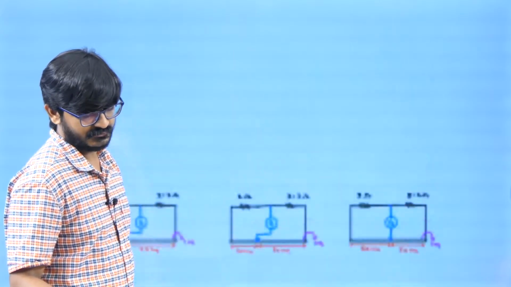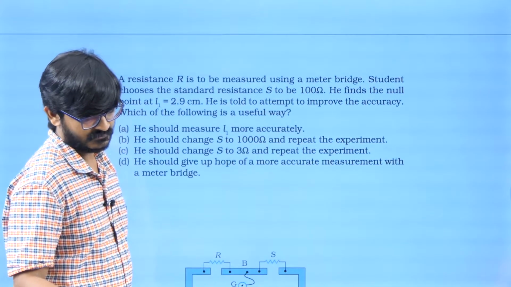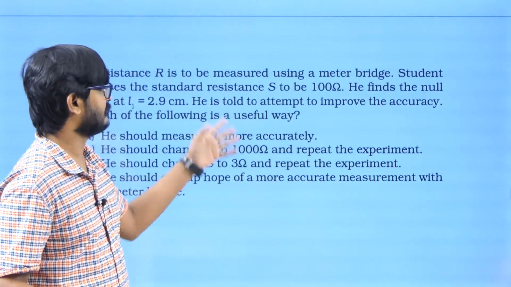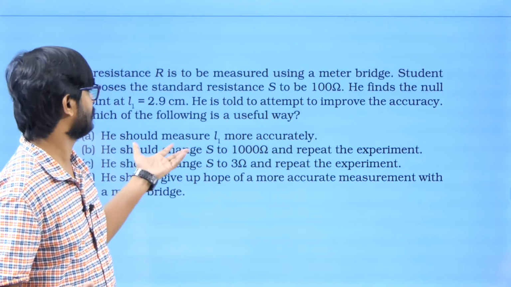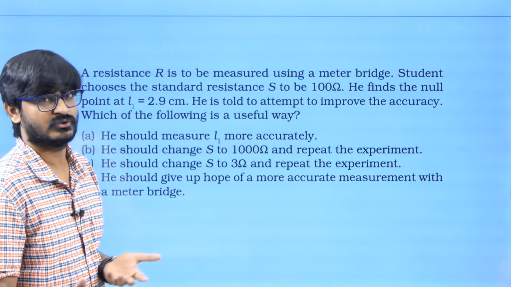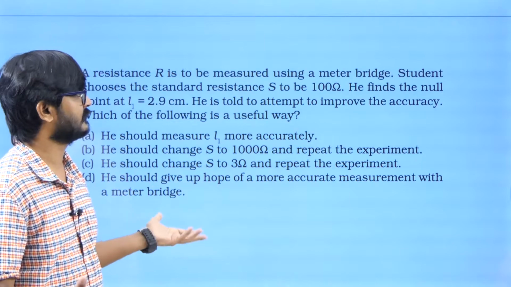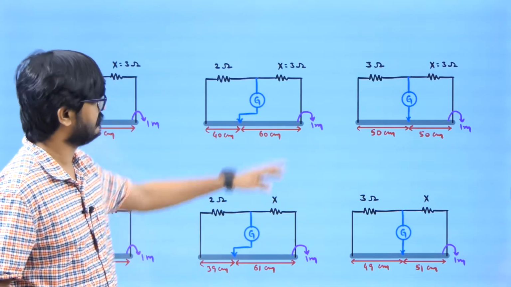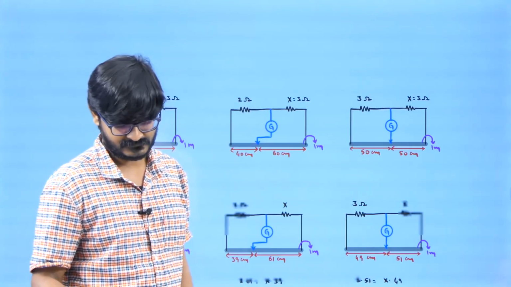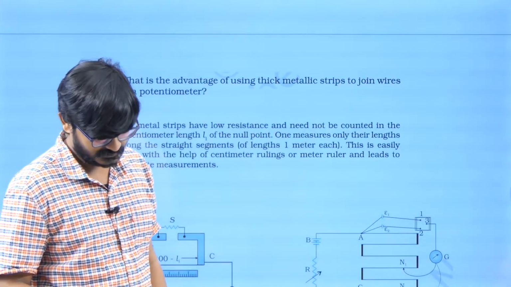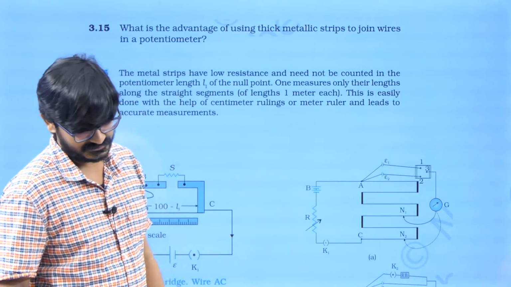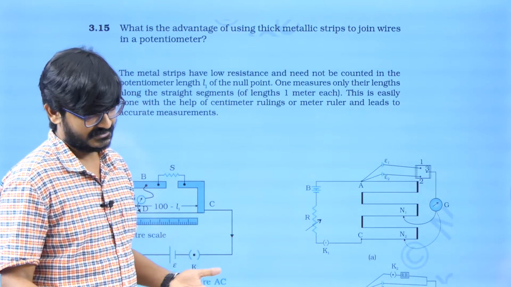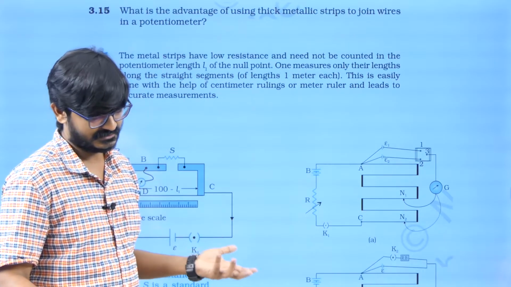So if you want to make the error less, what's the better option you have? From this information we can conclude the unknown resistor is almost close to 3 ohm. So it's always better to use the other resistor as 3 ohm, right? Like we did here. Now again, this is up to you. So potentiometer, anyway I didn't take it yet, but you can say the same thing in meter bridge.